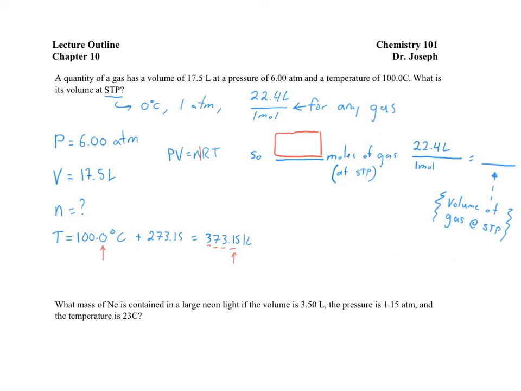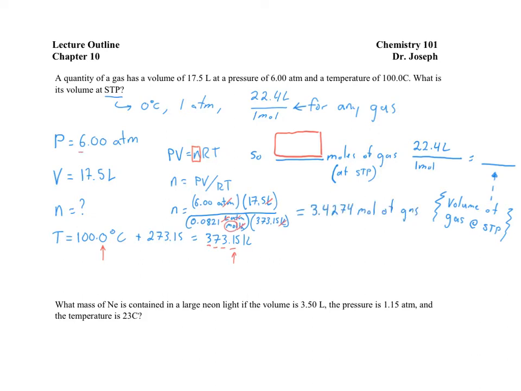So we write out the ideal gas law, identify N, and then we isolate N by dividing by RT. If we plug in the values into this equation, pressure, volume, R, and temperature, we can solve this as 3.4274 moles of gas. We then plug that value into our conversion up here and convert into volume, which we get 76.8 liters for. So let's just recap what we did there.